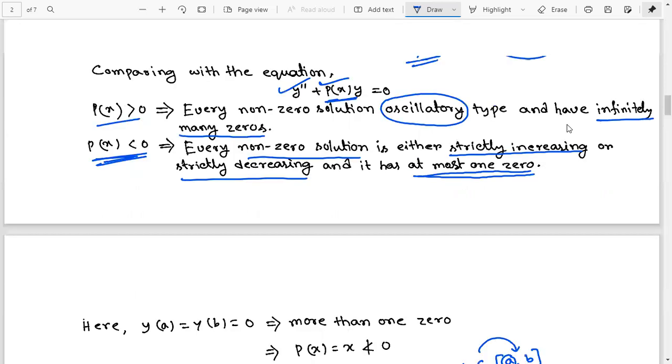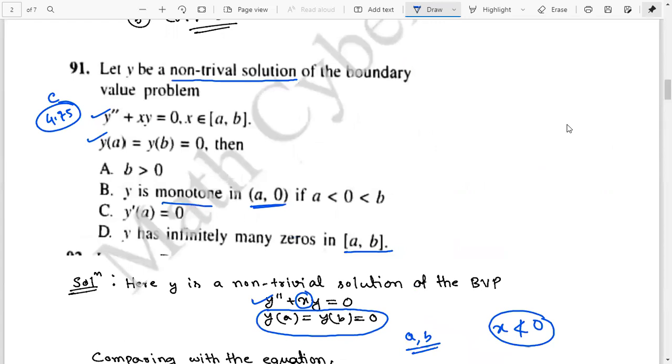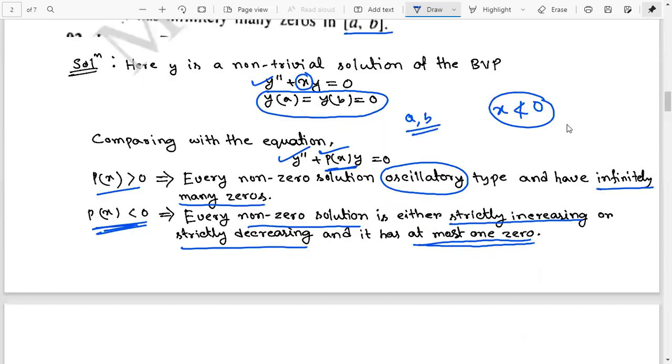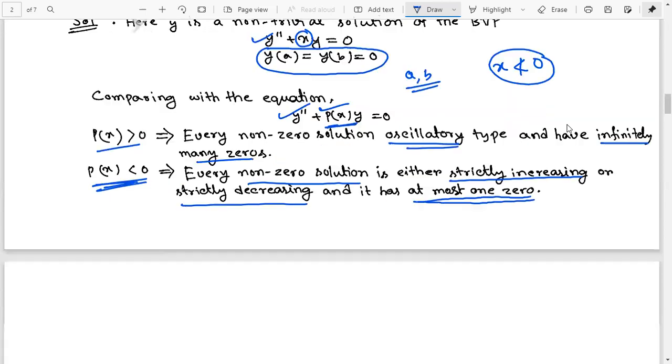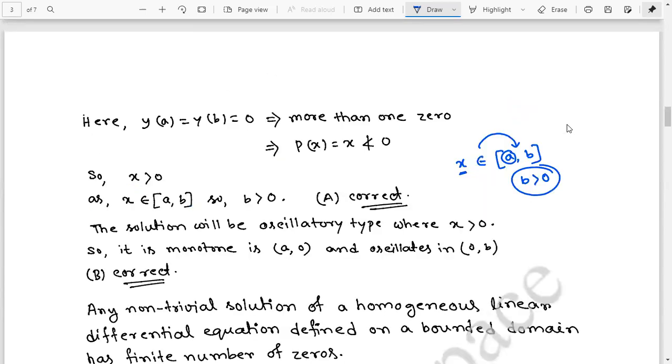So in option A, it is given B is greater than 0. So option A will be correct. Now, here given when p(x) is greater than 0, the solution will be oscillatory type and it will have infinitely many zeros. Now this p(x) is positive in closed interval [a, b]. But we don't know about a. a may be negative, may be positive.